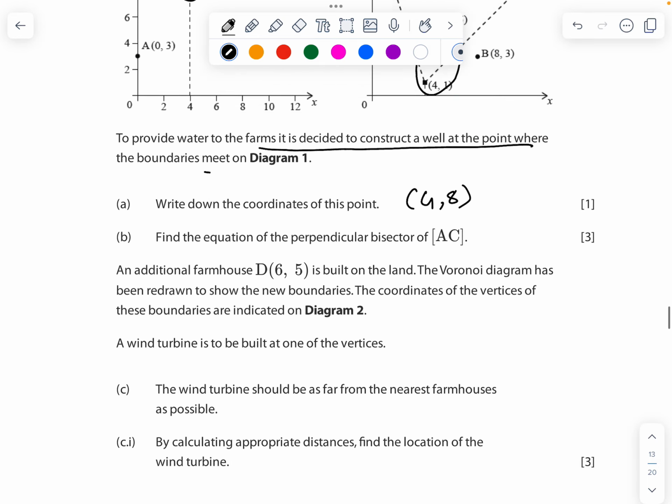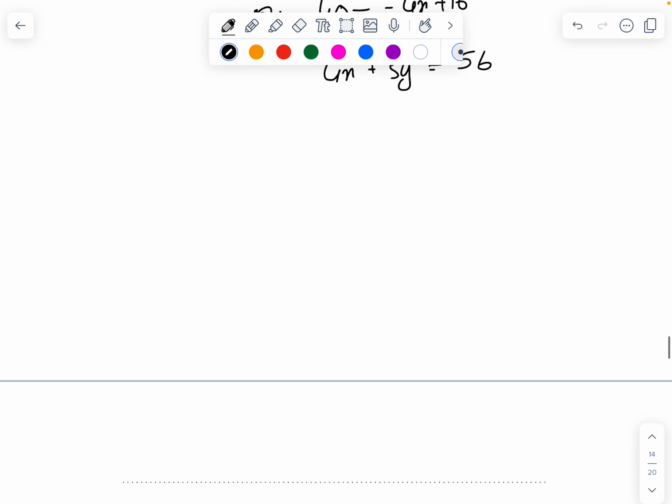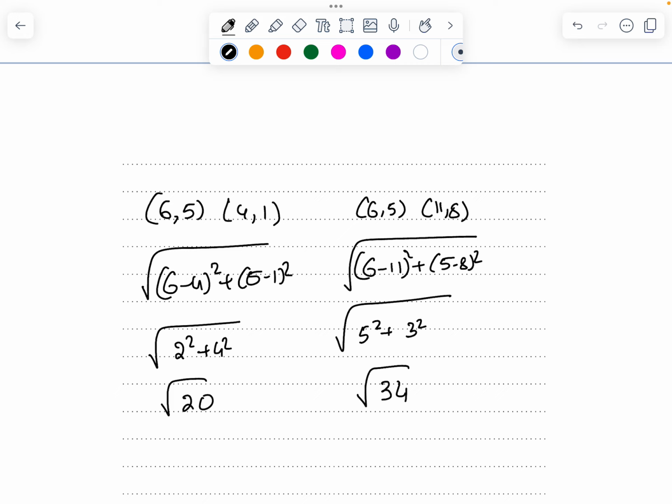Next time I'm going to find the distance between (6, 5) and (11, 8). The distance is the square root of (6 minus 11) whole square plus (5 minus 8) whole square, which is 5 square plus 3 square, which is square root of 34.